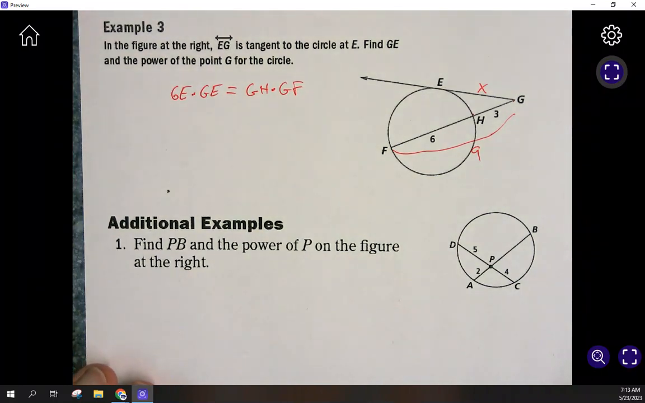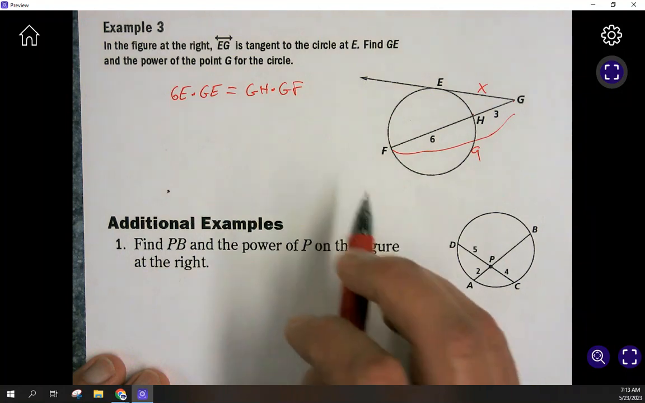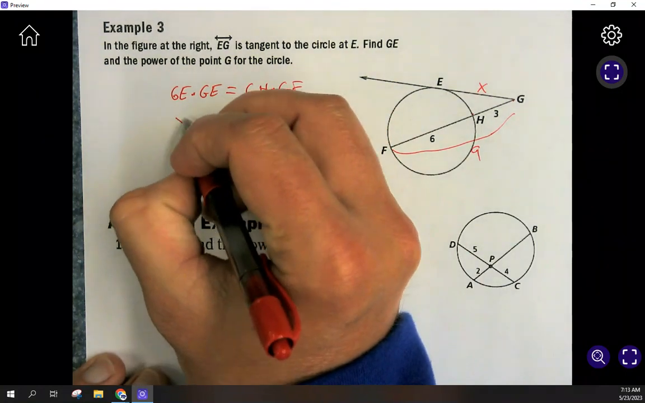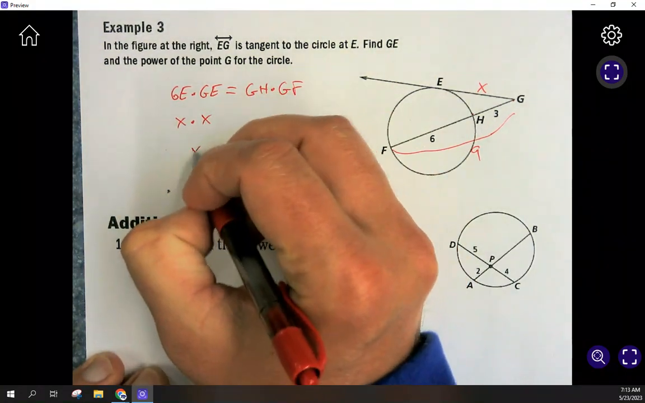And after we do this a couple times, I think all of a sudden you're going to get it. And you're like, oh, okay, I see the relationship. So GE, we're just going to call X. We don't have it, so it's going to be X times itself, which is just X squared.